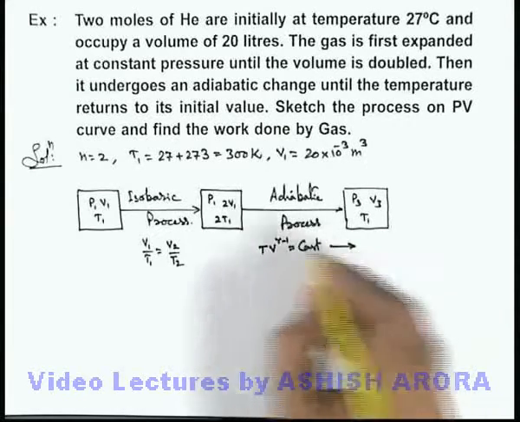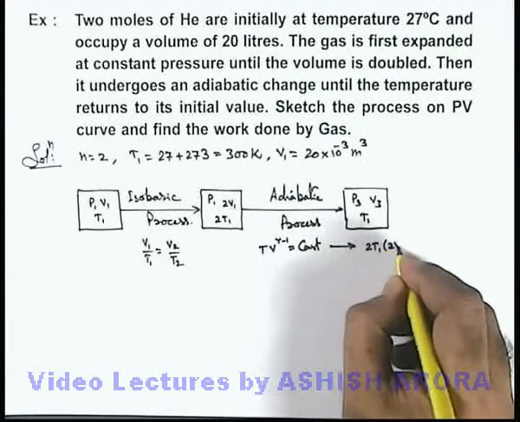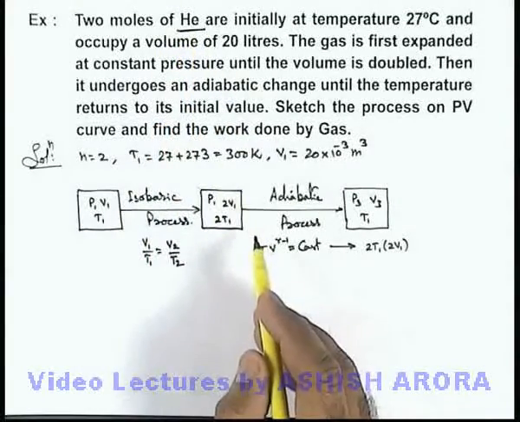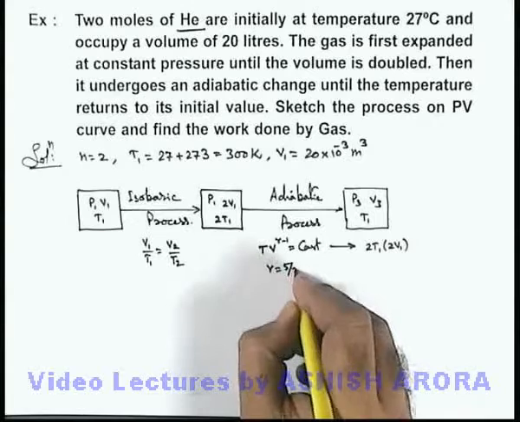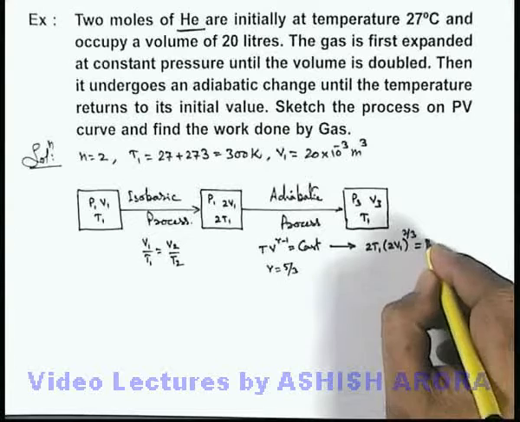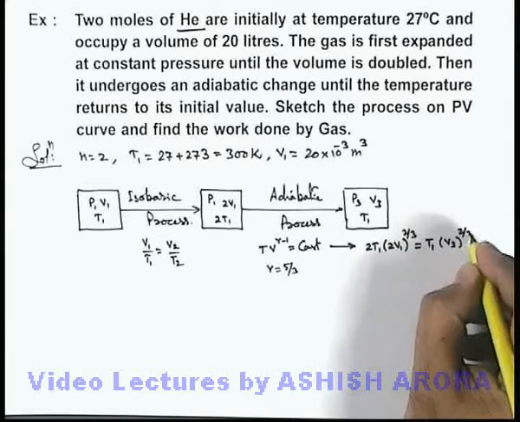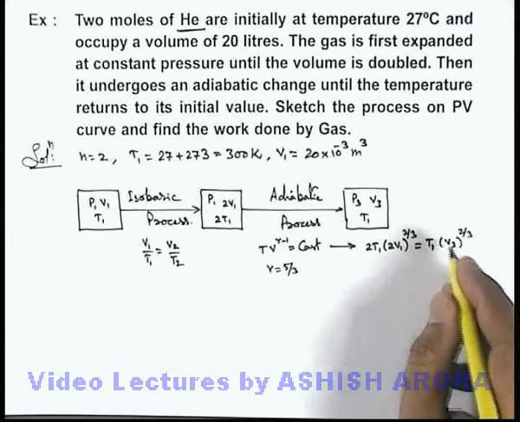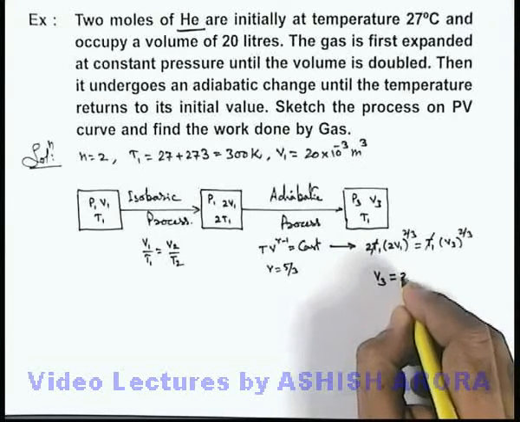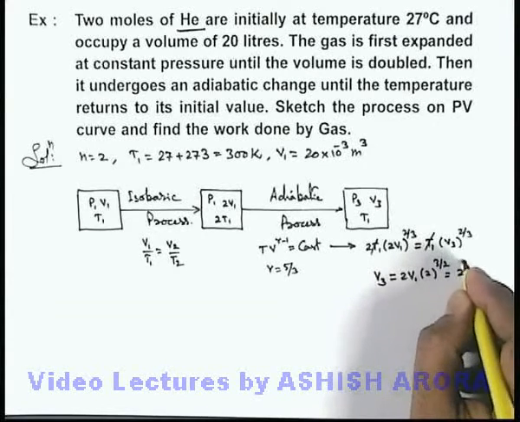And here if we use it for states 2 and 3, we can write 2T1 multiplied by 2V1 to the power gamma minus 1, as helium is a monoatomic gas. And the value of gamma in this situation we consider as 5 by 3. So gamma minus 1 will be 2 by 3, is equal to, in the final state temperature is T1 and the volume is V3, so V3 to the power gamma minus 1, which is 2 by 3. If we simplify this to get the value of V3, as T1 gets cancelled out, the value of V3 we are getting is 2V1 multiplied by 2 to the power 3 by 2, which will be 2 to the power 5 by 2 V1.